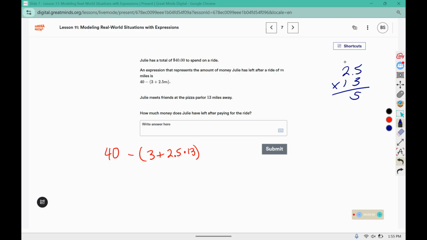3 times 5 is 15. 3 times 2 is 6, plus 1 more makes 7. 1 times 5 is 5. 1 times 2 is 2. 7 plus 5 is 12. We have 1 decimal spot there, so we need 1 decimal spot here. So now we have 40 minus (3 plus 32.5).